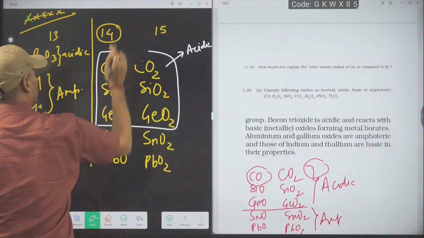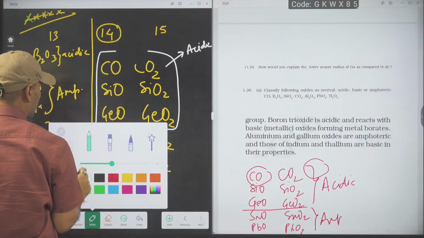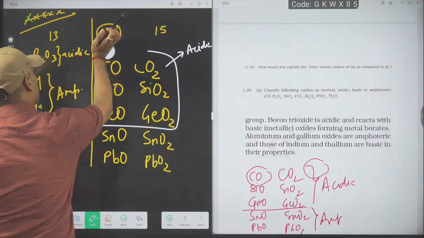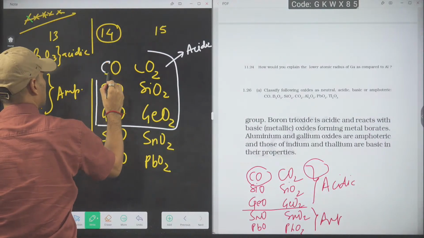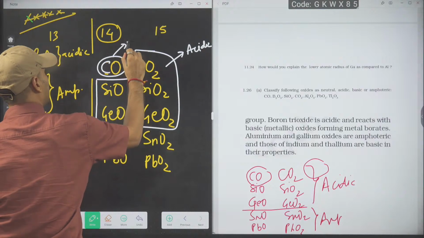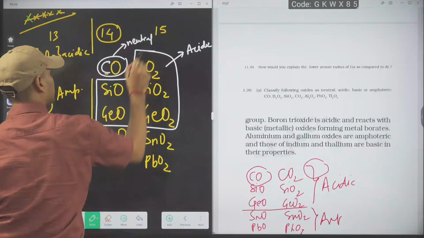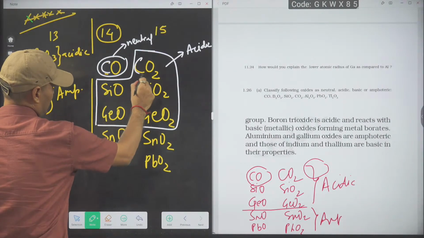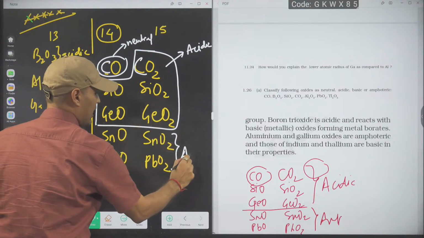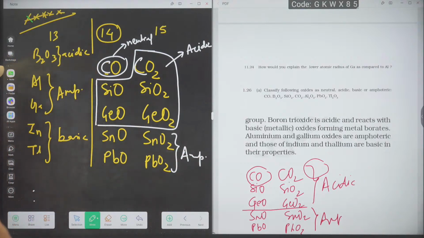Except, you remember, some neutral oxides are there. CO. CO is what? Neutral. So the initial 3 you can say acidic, the rest amphoteric. There is no basic.